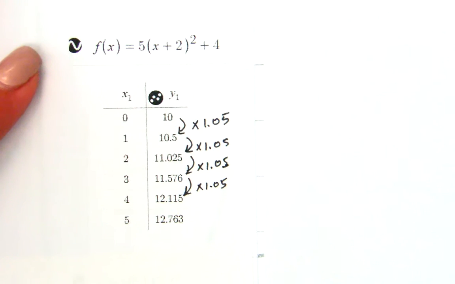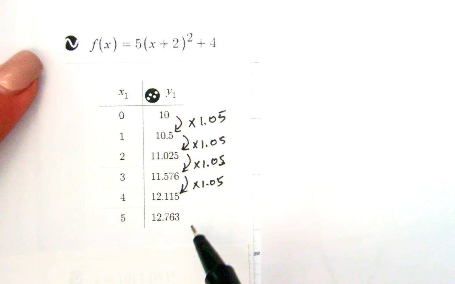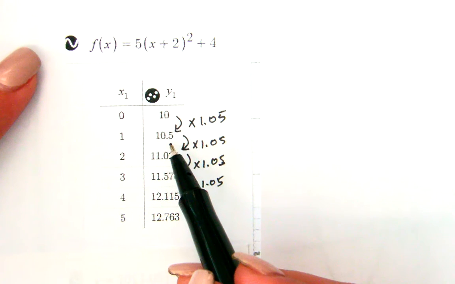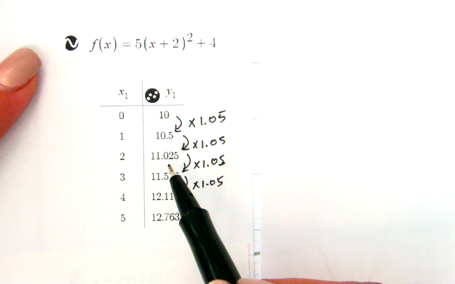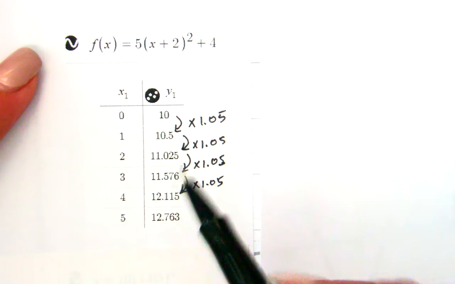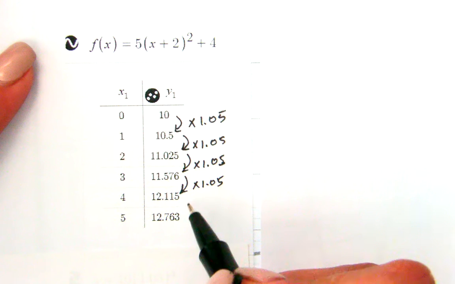Now, if you didn't know that it was multiplication, you can probably tell right away that it's not addition. 10 plus 0.5 is 10.5, but if you add 0.5 again, you're not going to get 11.025. You're going to get 11, and so on. So it's definitely not adding to go up. That's your clue. If it's not adding, maybe it's multiplying. And sure enough, it is.